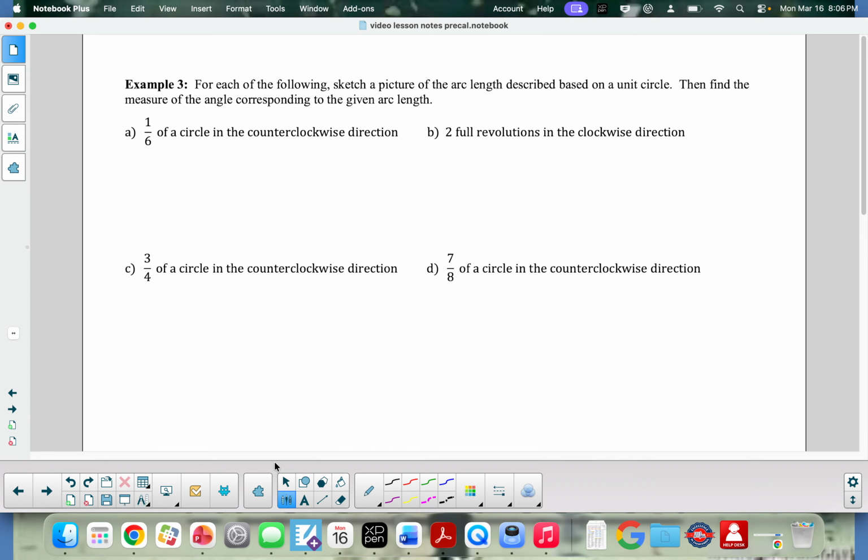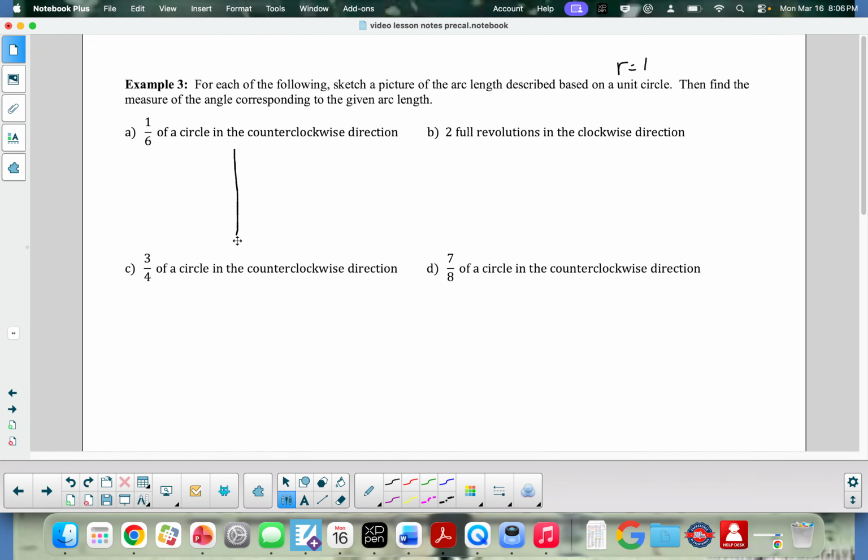So now we're just going to draw the angle, find the arc length, and actually find the angle that gets it. Okay, so these are all, again, unit circles. So we know since it's a unit circle, that means your radius is always going to be 1.